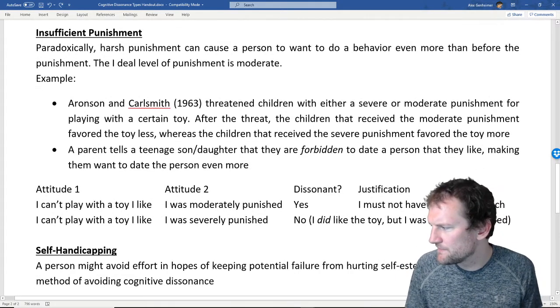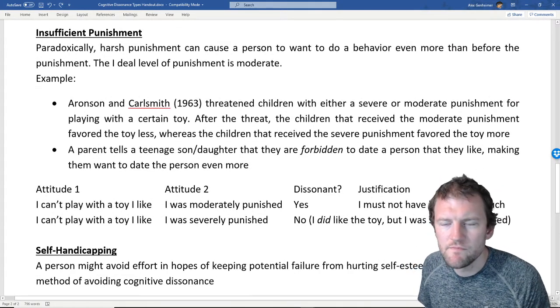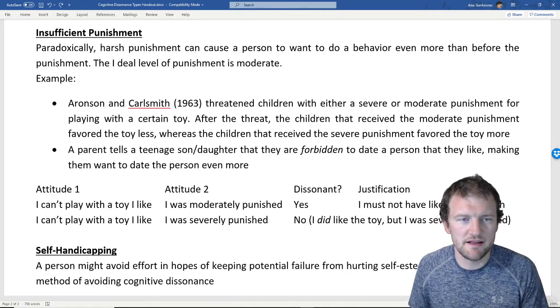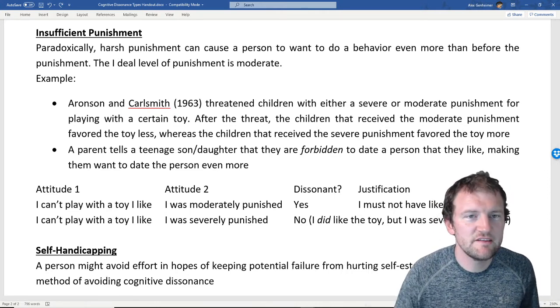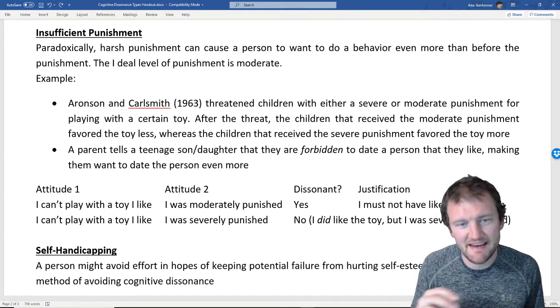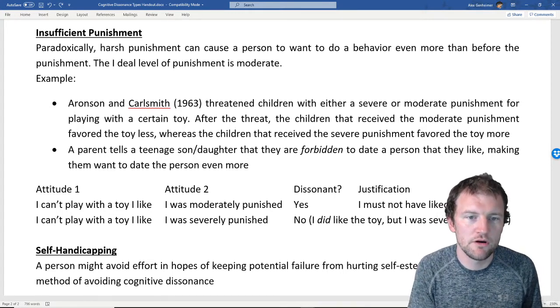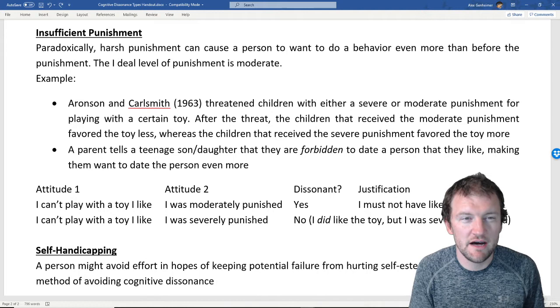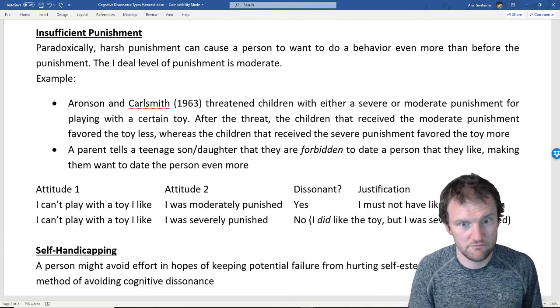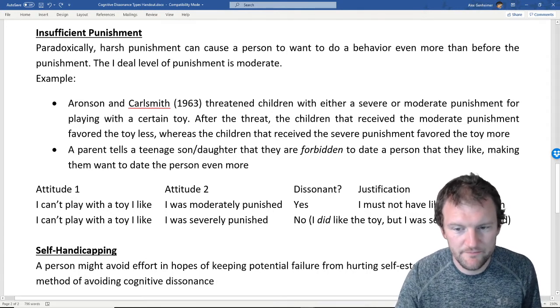Insufficient punishment. Insufficient punishment is also a little bit counterintuitive. It says if you're punished very harshly for something, it can actually make you want to do that thing more. And if you're punished moderately, it makes you want to do it less, which again doesn't make sense.